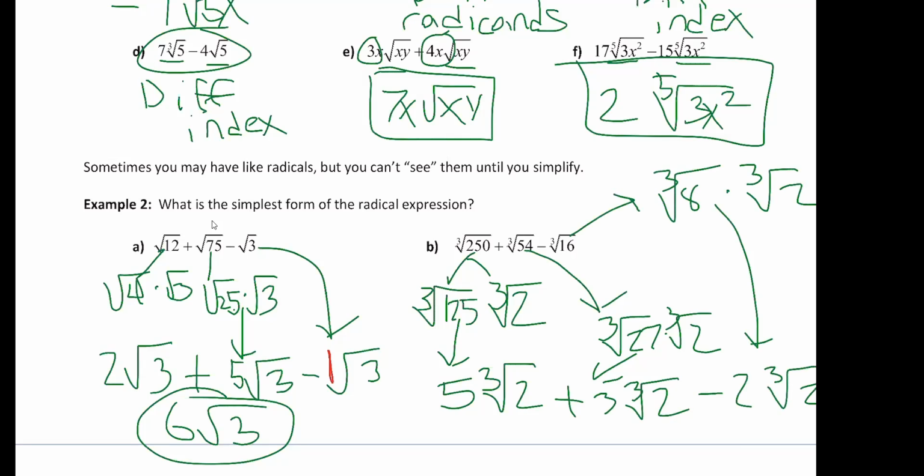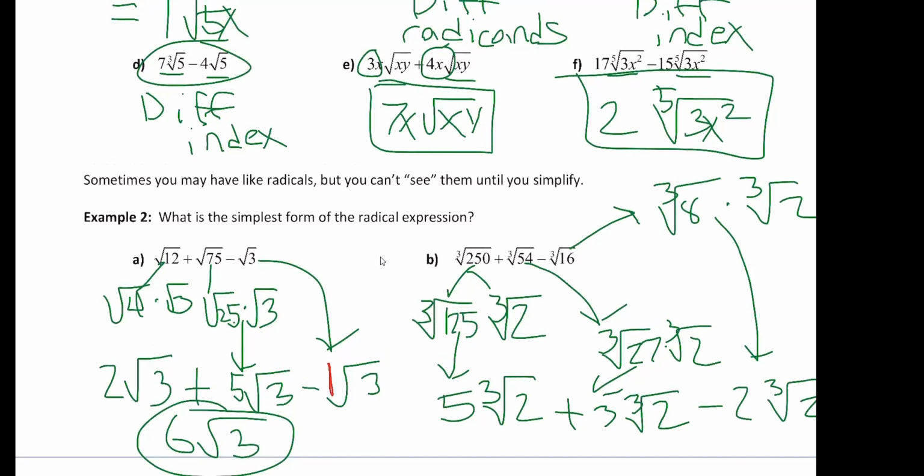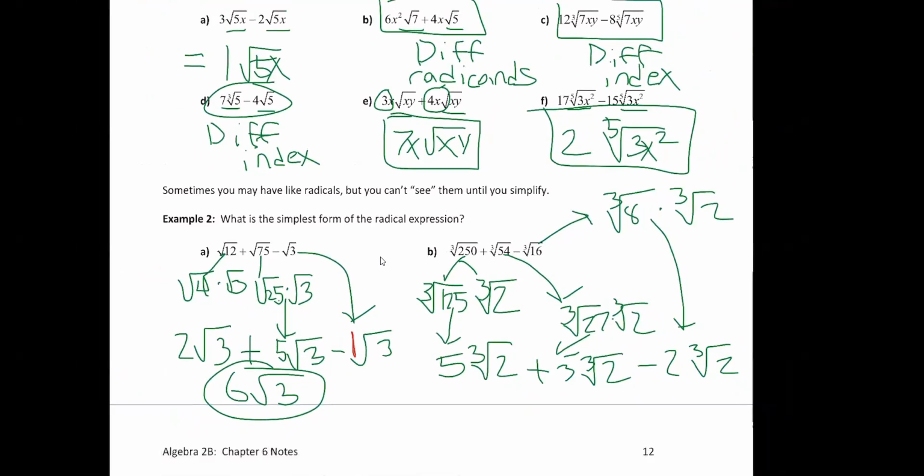I know I'm doing these a little bit quick, but if you're not seeing how I'm simplifying these, you could also do a factor tree. Just remember, if it's a cube root, you're circling groups of 3, and those pull to the outside. But now you notice we do have like radicals for all pieces. So 5 plus 3 is 8. Minus 2 would be 6, and it would be the cube root of 2.